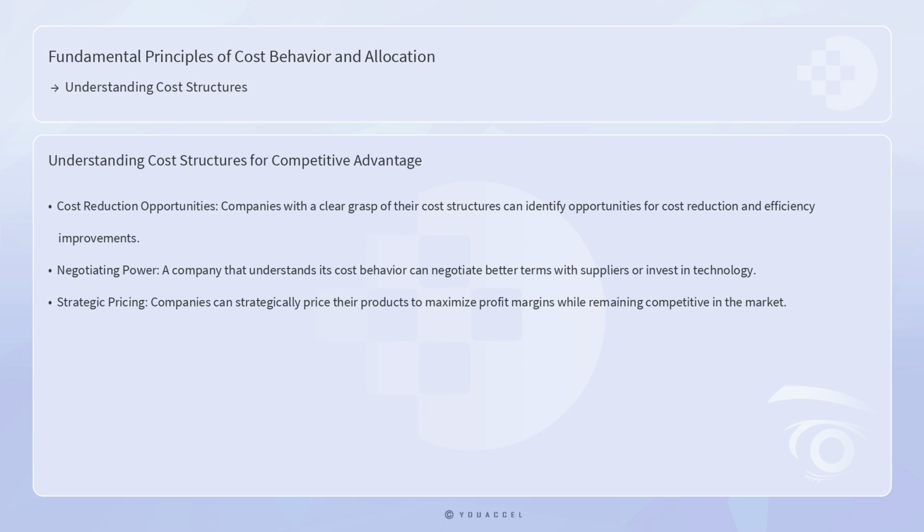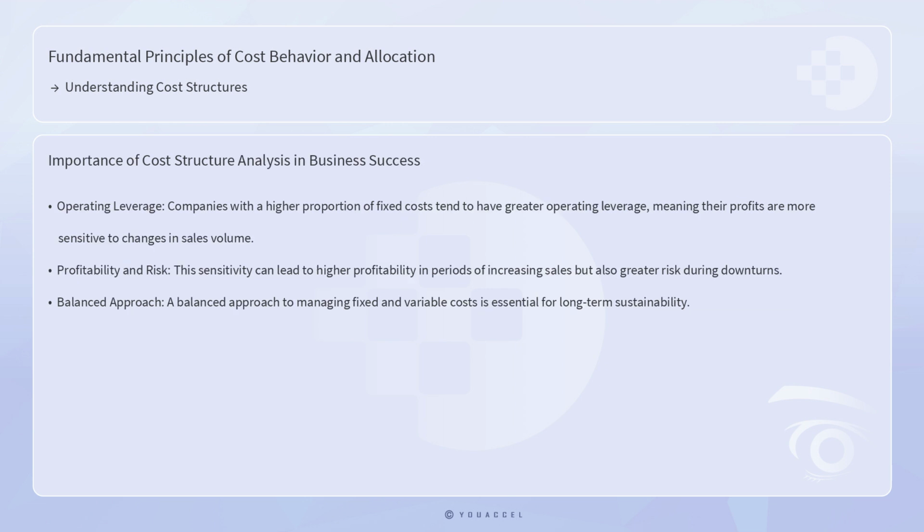The relevance of understanding cost structures extends beyond internal management to competitive strategy. Companies with a clear grasp of their cost structures can identify opportunities for cost reduction and efficiency improvements. For example, a company that understands its cost behavior can negotiate better terms with suppliers or invest in technology to automate processes, thereby reducing variable costs. Additionally, such companies can strategically price their products to maximize profit margins while remaining competitive in the market.